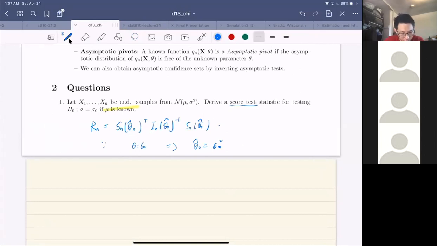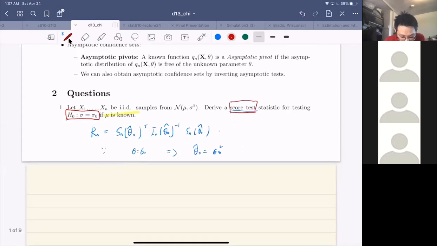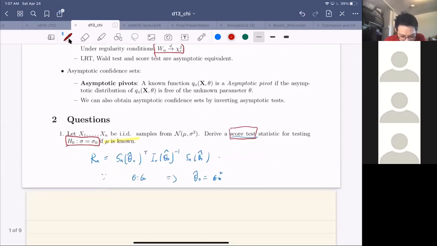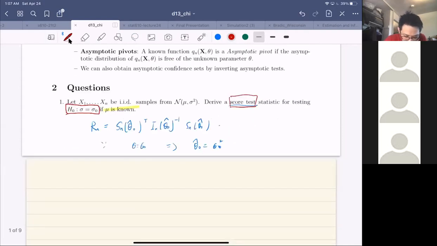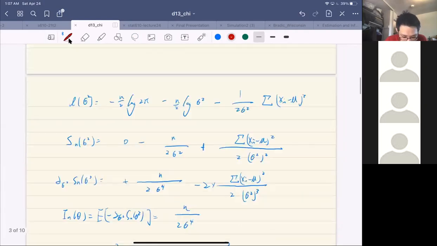So now please do question 1. They ask you to find a score test. And the rule is this. So you have to figure out what is the theta hat null first and plug it into the equation of our null. Yeah, the score test.